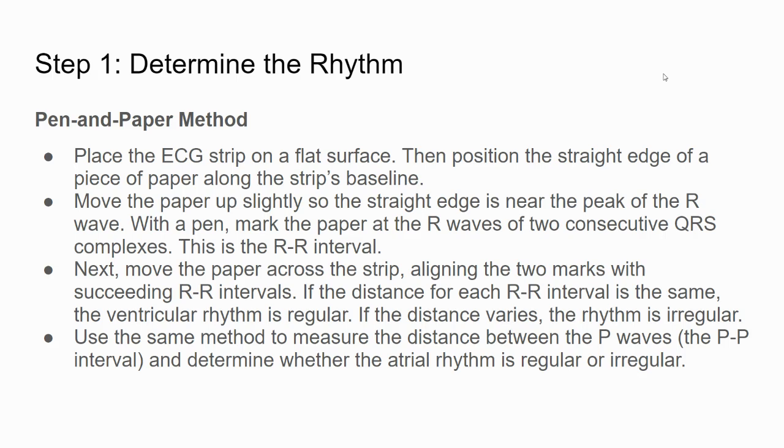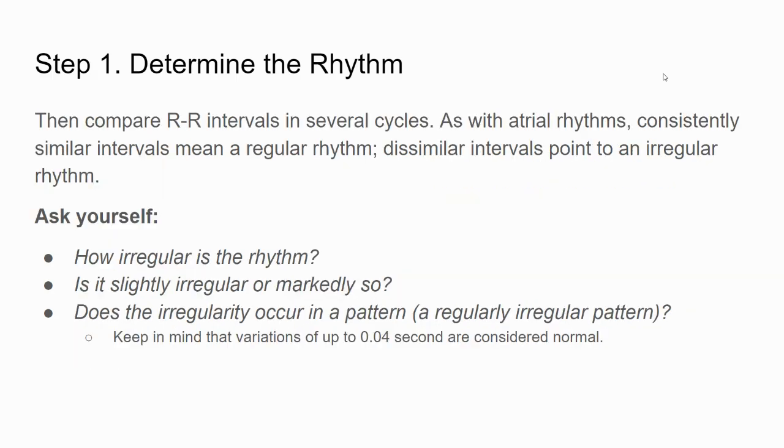Use the same method to measure the distance between the P waves, the PP interval, and determine whether the atrial rhythm is regular or irregular. We then compare RR intervals in several cycles. As with atrial rhythms, consistently similar intervals mean a regular rhythm. Dissimilar intervals point to an irregular rhythm.